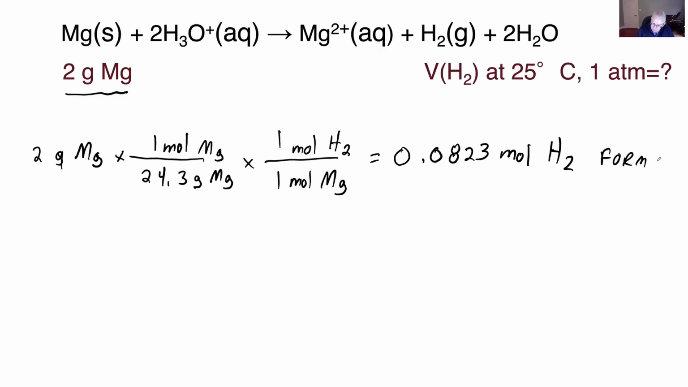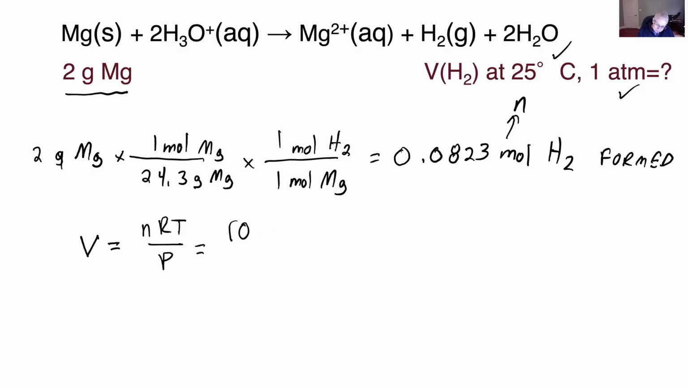Then I have a gas law problem, right? The gas law problem just says, now I know n, and I know T, and I know P. So my last step is to find volume, which is nRT over P from the gas law. And I just put in the numbers I've got.